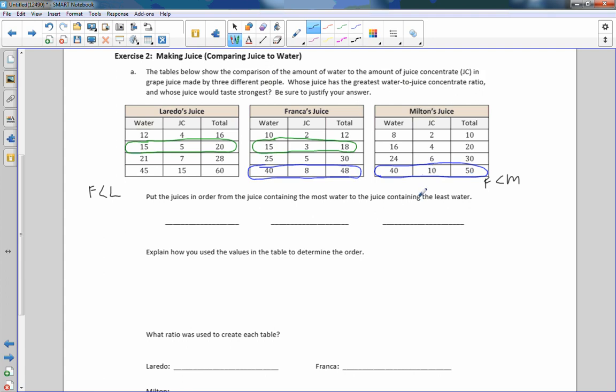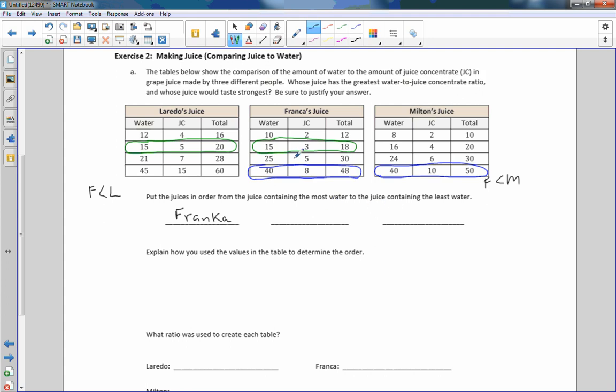Okay, but we don't know what order they go in yet. I don't know if Milton has more than Laredo, but we know Franca has the least amount of juice. So I'm going to put Franca here. Now I don't know if Milton is here or here, or Laredo is here or here.